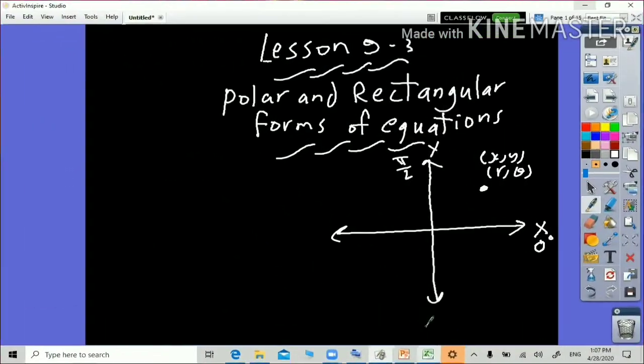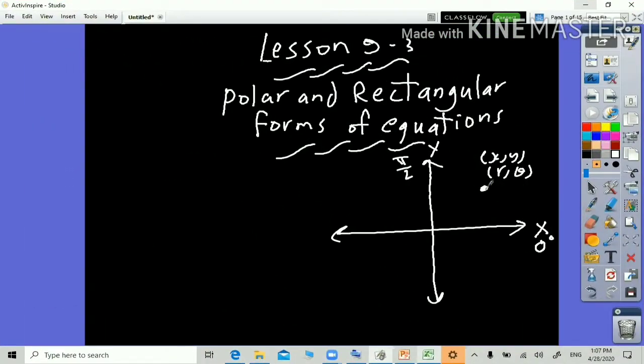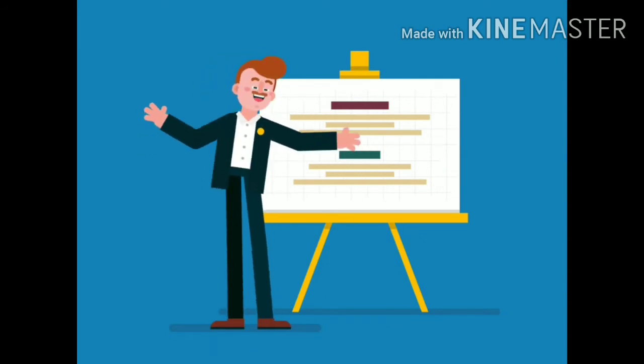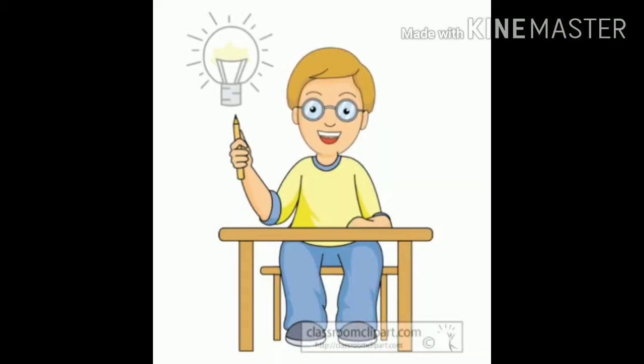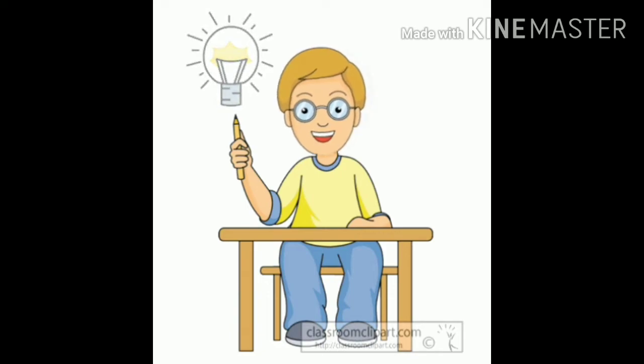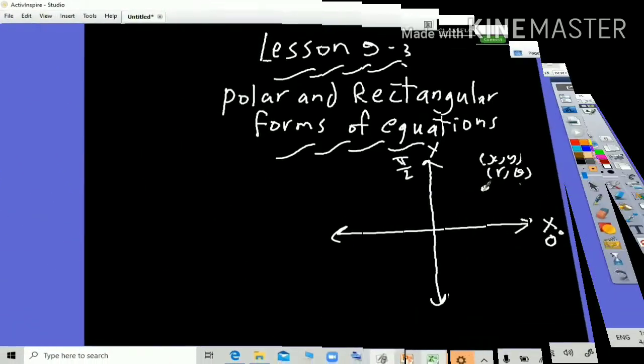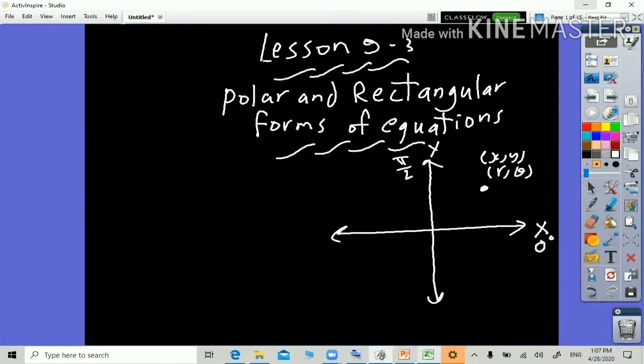Here, as we said, we have that point. That point is in rectangular coordinates x and y, in polar coordinates r and theta. Imagine that that point comes from that x and y. This is a right triangle, with sides x and y. This is our angle theta.